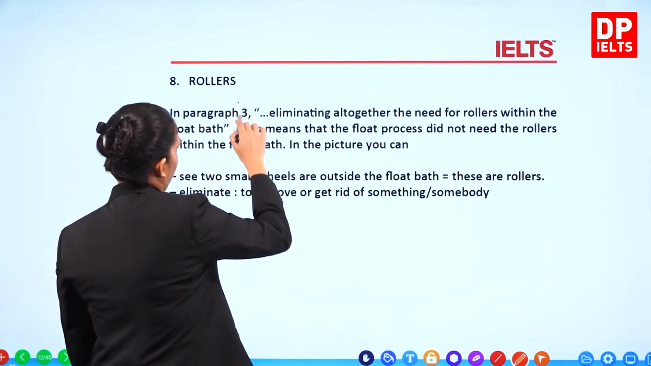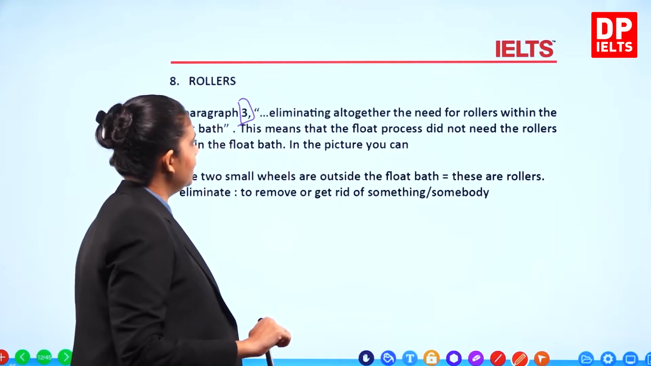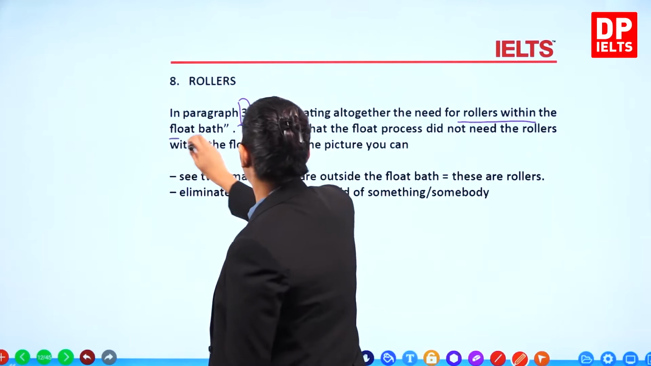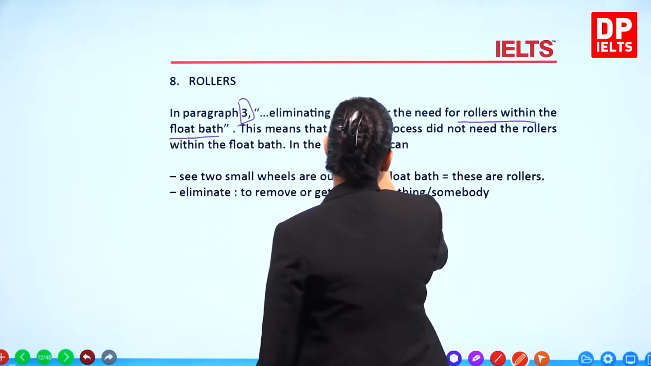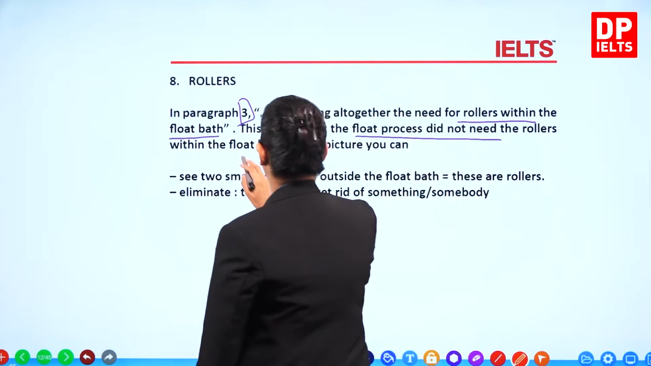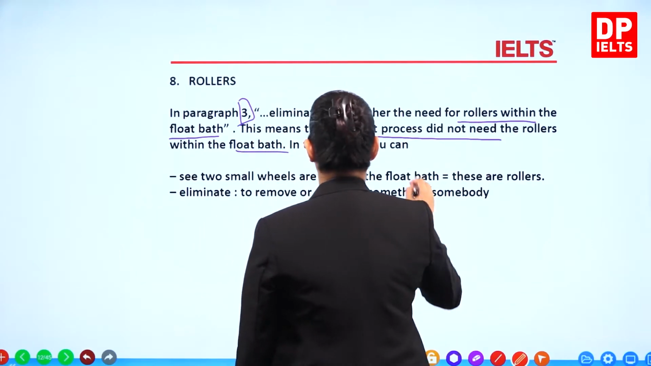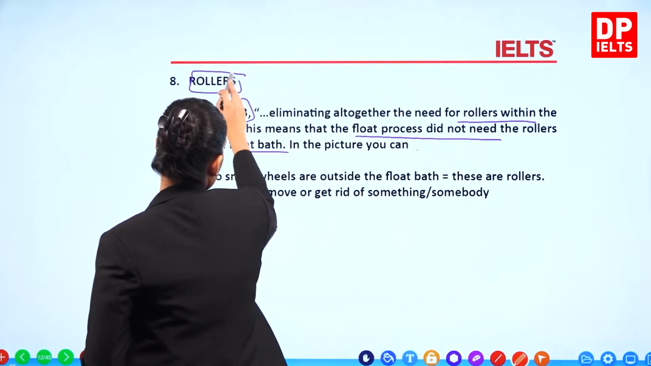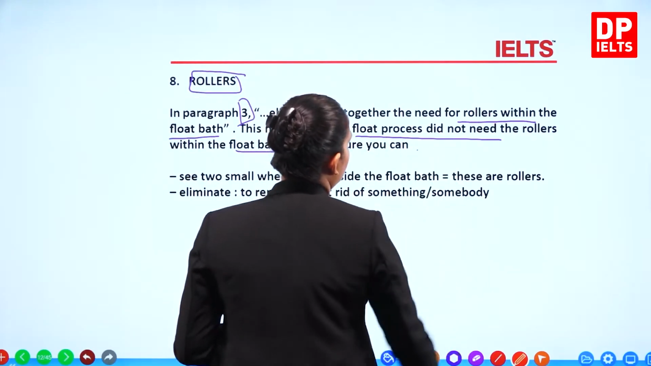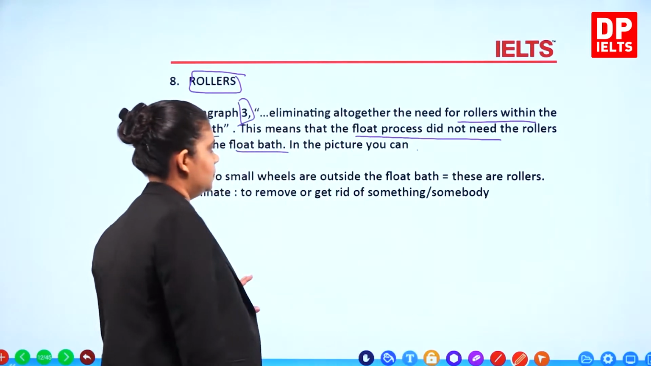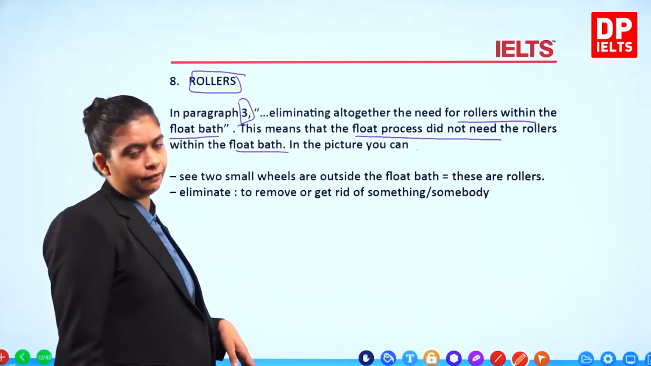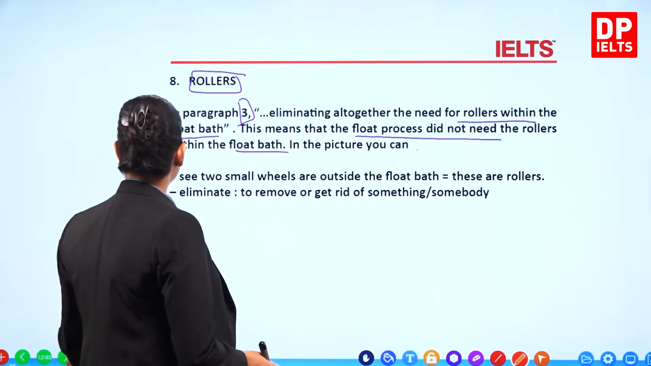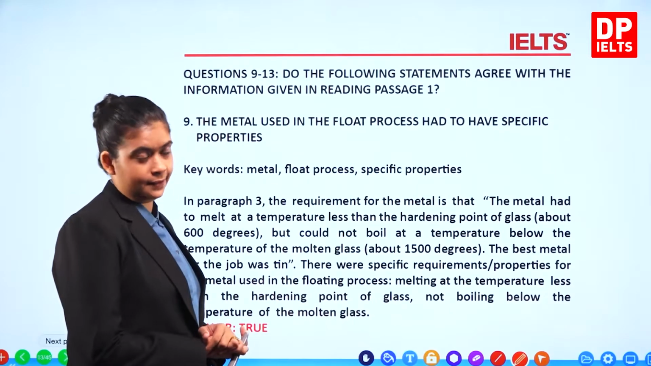So in para 3, eliminating altogether the need for rollers within the float bath. This means that the float process did not need the rollers within the float bath. In the picture you can see that bit, and it goes on, right? So for me, the answer would be rollers. Eliminating altogether the need for rollers, right? So in the picture you can see that bit, right?